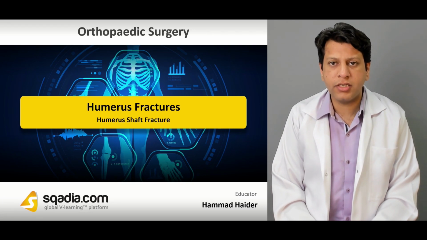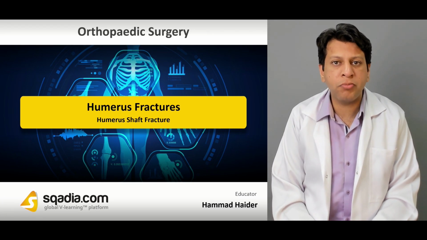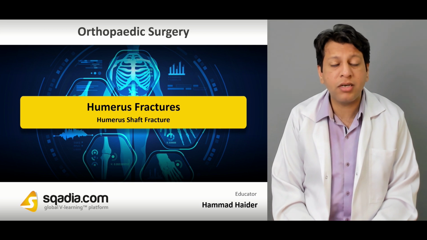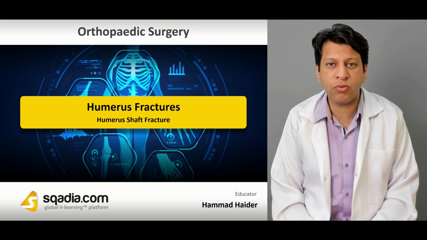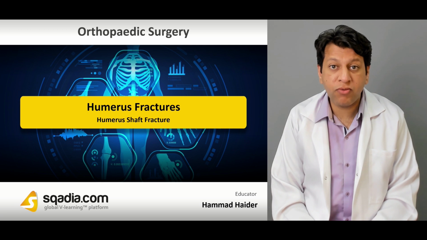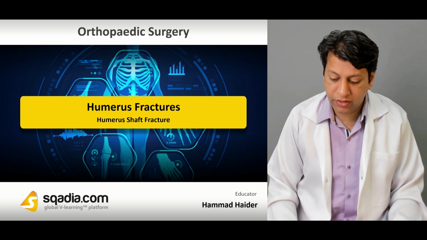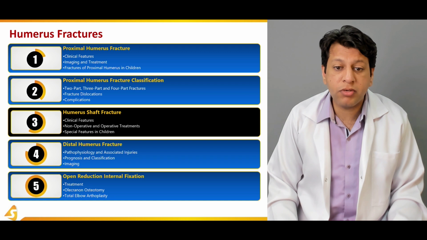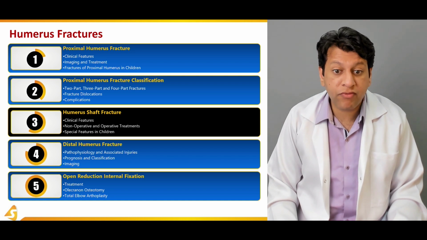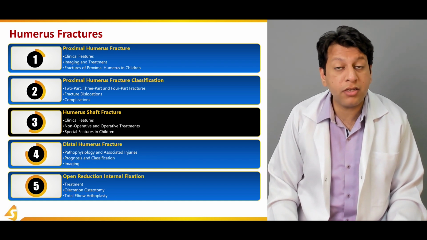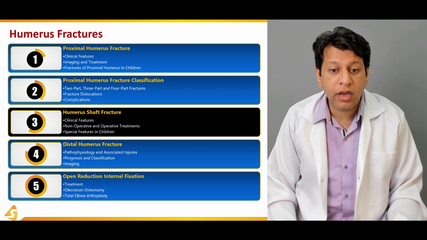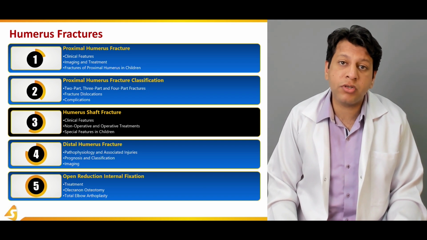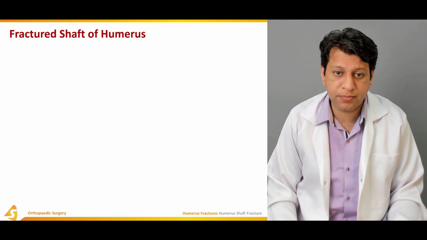Now, moving on to our third section. As you know, the humerus is divided into a proximal 1/3, middle 1/3, and distal 1/3. We are moving on to the middle 1/3 fractures, that is, humerus shaft fractures. In this section, we're discussing the clinical features of humerus shaft fractures, the non-operative indications, the operative indications, and the special features of humerus shaft fracture in children.